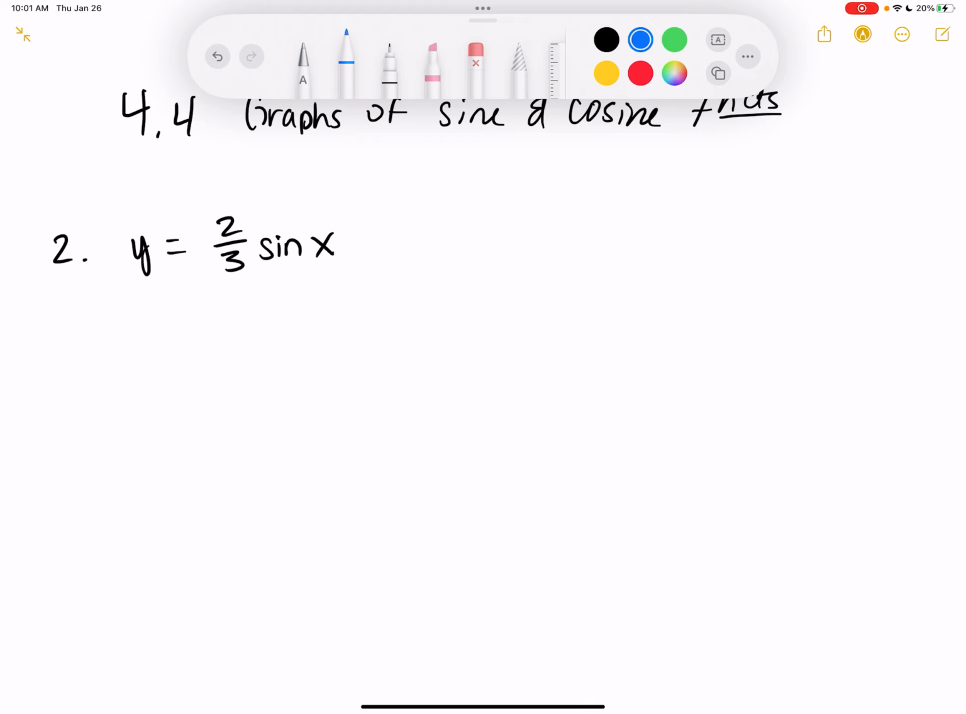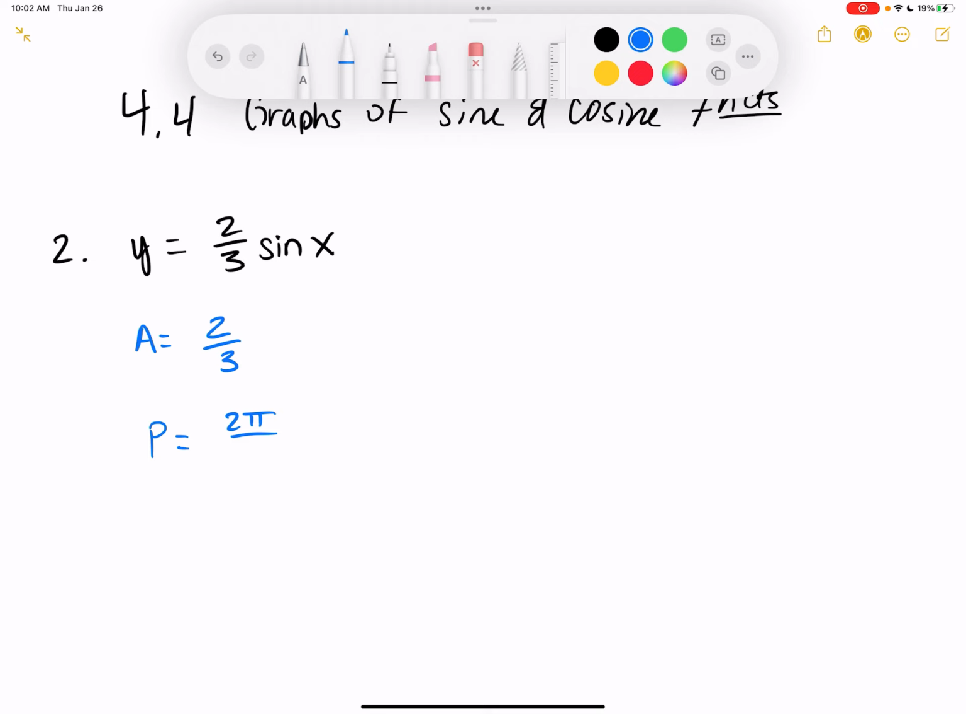So what would the amplitude be for this one? 2/3. And remember, amplitude is always absolute value of, so if it was negative, then we would put that. And then the period, how do we find that? That is 2 pi over b. Yeah, 2 pi over the absolute value of b. So what is b in this case?